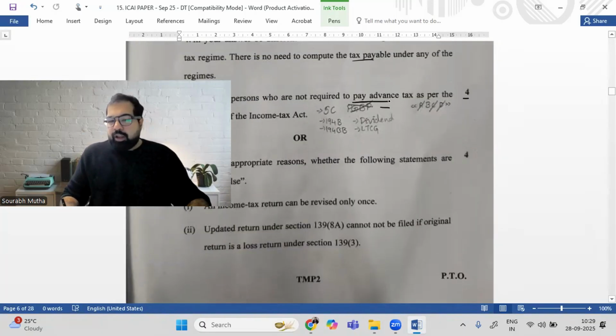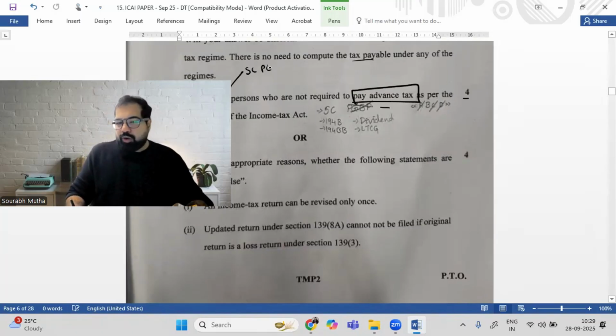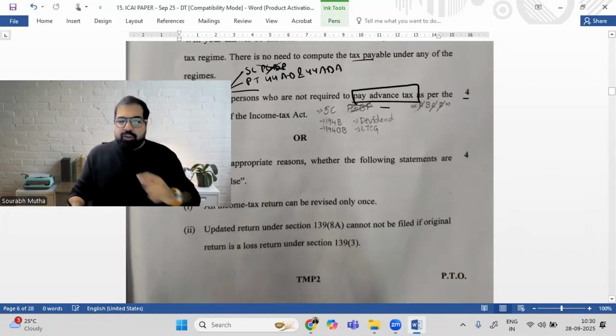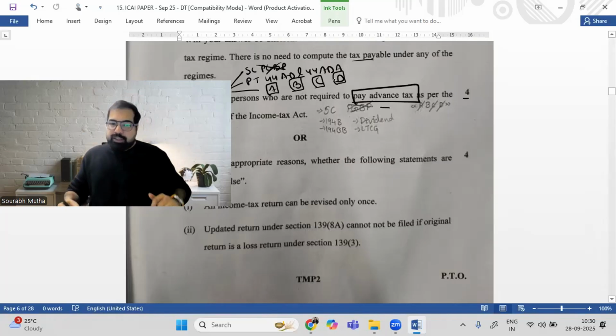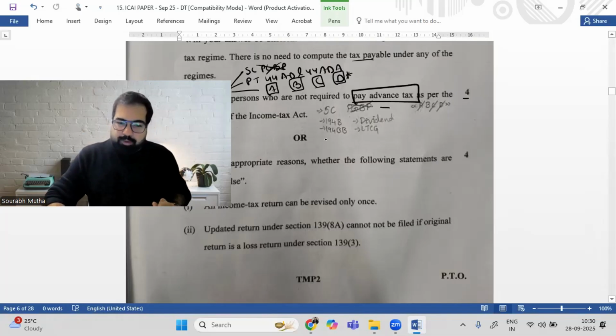Guys, who are not going to pay advance tax, there are a few people. That means if you're a senior citizen who's not doing any business, then you don't have to pay advance tax. If you're into presumptive tax 44AD and 44ADA, then you have to pay only the last installment of advance tax. And on 4 incomes, A, B, C, D. A is sale of asset, B is new business, C is casual income, and D is dividend. You don't have to pay advance tax till you earn them, and in case of dividend, till you receive them. These have been discussed in the class, and you should know them very well.